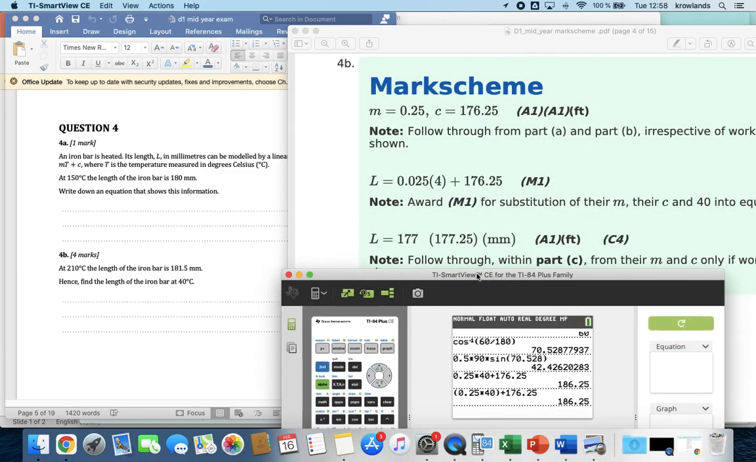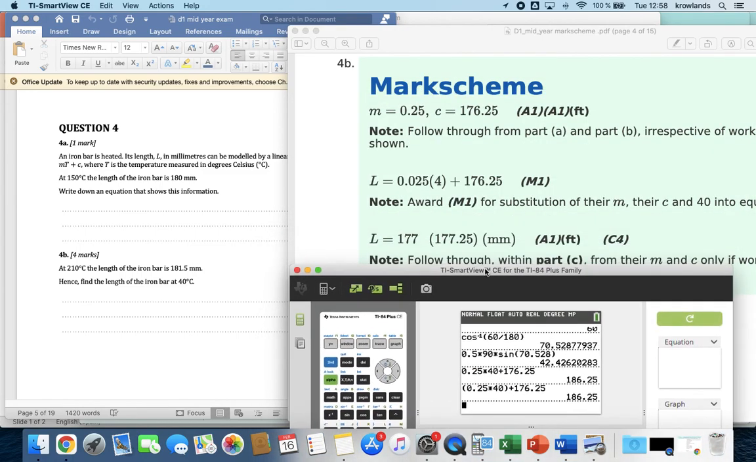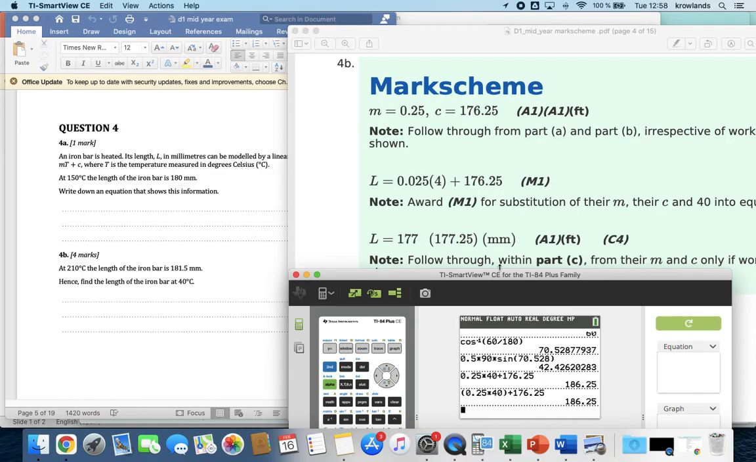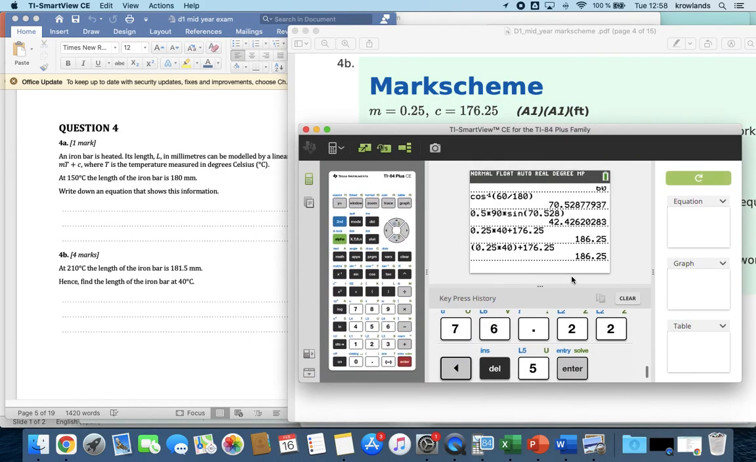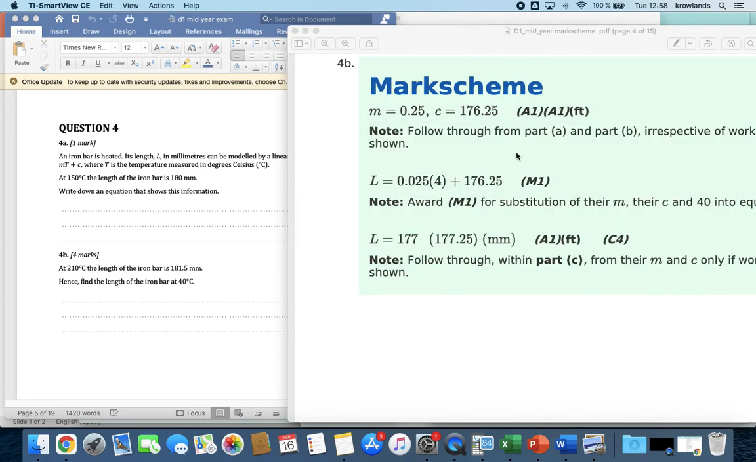So actually there is some sort of error in this answer. So if you did get 186.25 in your exam, you might be due a few more marks, so let me know. Let's go over the next question promptly.